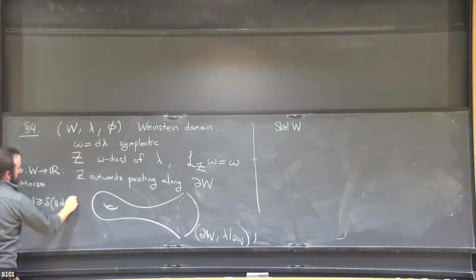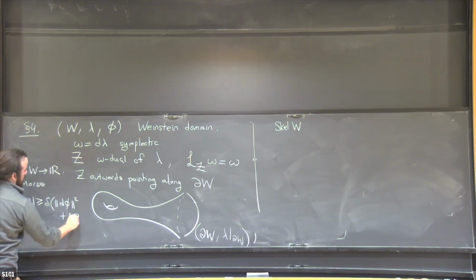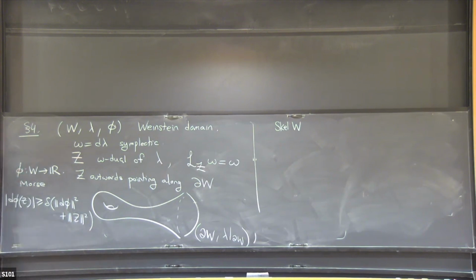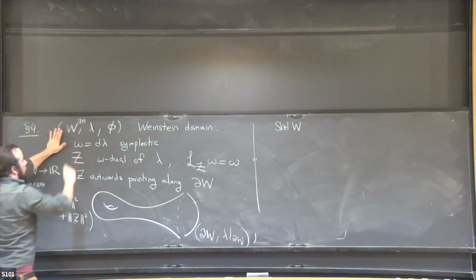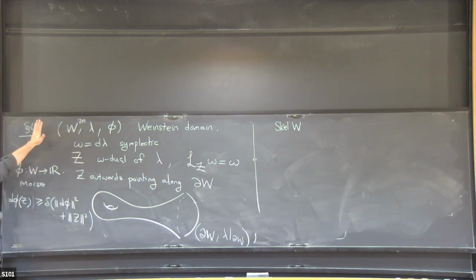There exists some taming of the dynamics, taming of the dynamics by a Lyapunov function. Okay, so in particular, in the presence of such a taming function, W has the homotopy type of a half-dimensional CW complex.